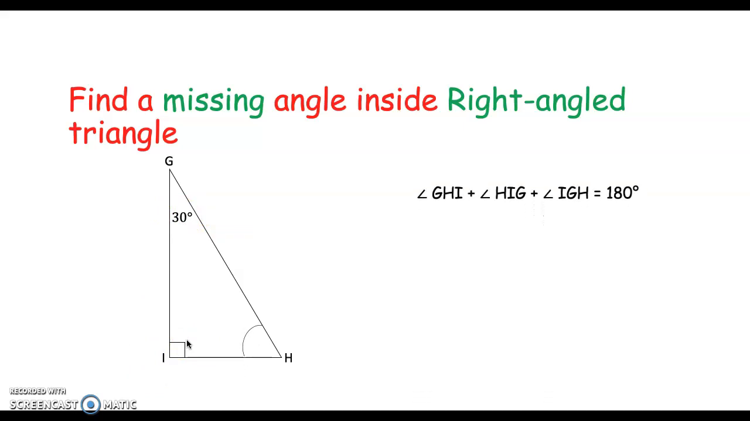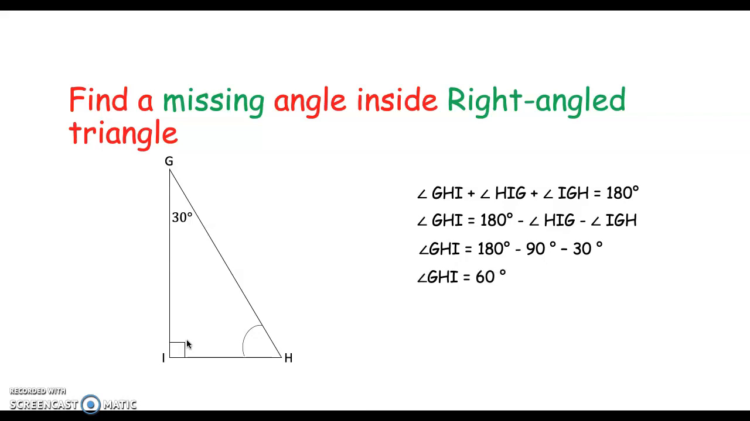Let's find out. So we know that angle GHI plus HIG plus IGH, that is the three angles, is equal to 180. So GHI will be equal to 180 minus the other two angles. So one of the angles is 90, that is HIG. It is 90 degrees, and then we found the angle is 60.